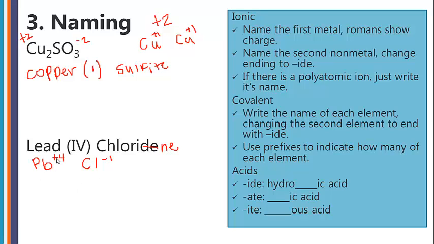So because the lead is +4, I have to have 4 chlorines to balance that out because that will give me a -4 charge. So each chlorine has a -1 charge. There's 4 of them, so that gives me -4, which balances out the +4 on lead. So my formula is just going to be PbCl4. And these were both ionic compounds.